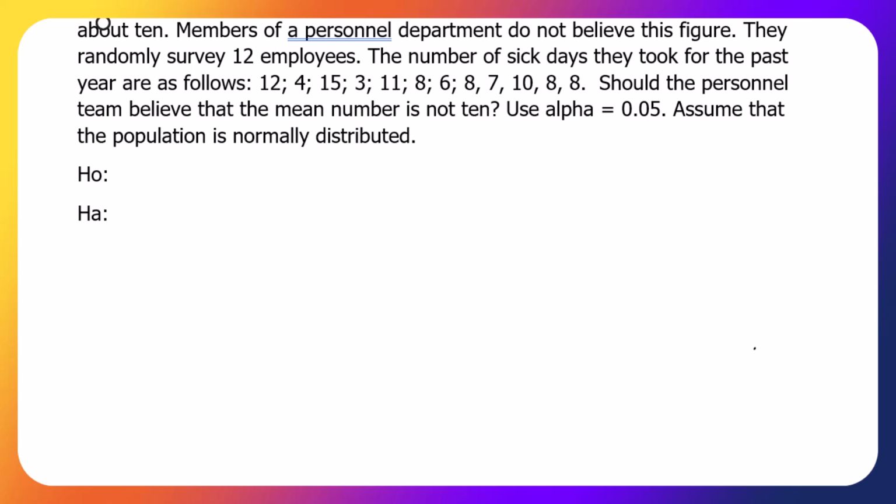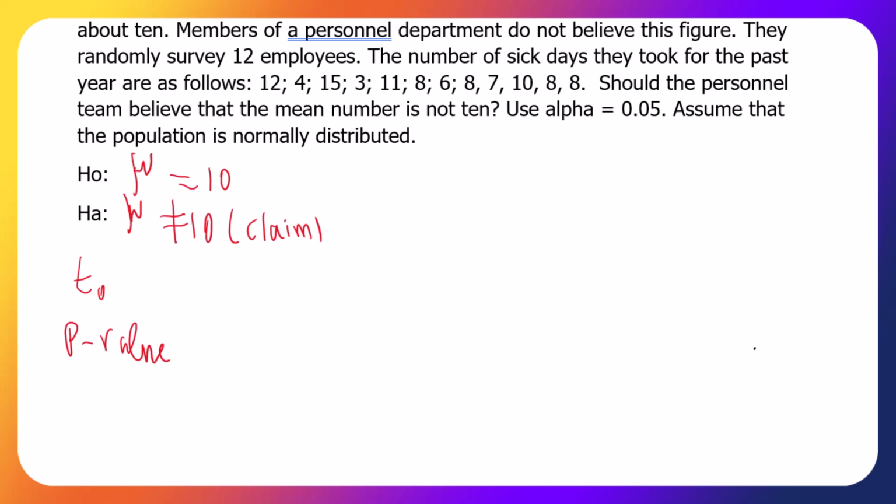So they're asking us, is the mean not 10? So how do you state the null and the alternative hypothesis, guys? So this is the mean. Not 10 right here, claim. And then equals to 10 will be right here. And now we need T0. We need the p-value. We need to make a decision whether we should reject or fail to reject the null hypothesis and write the conclusion. In order for me to do this, I have to enter this data in a list on the calculator or in StatCrunch. So I'm going to do it first on the calculator, guys.